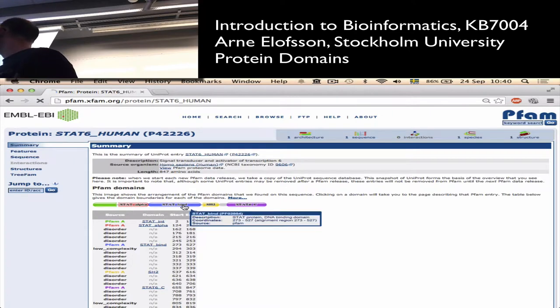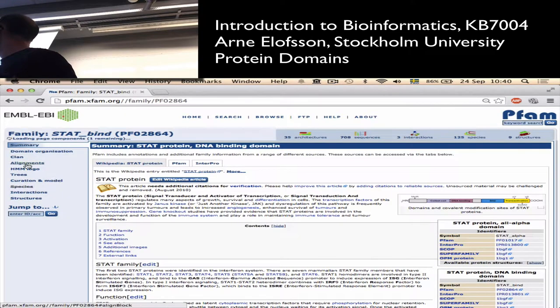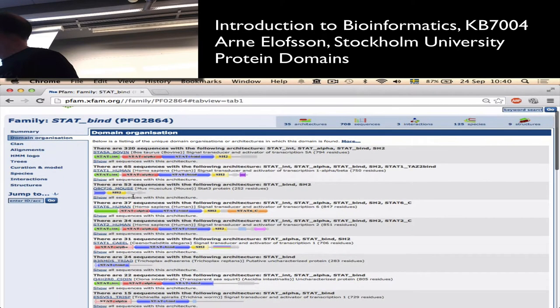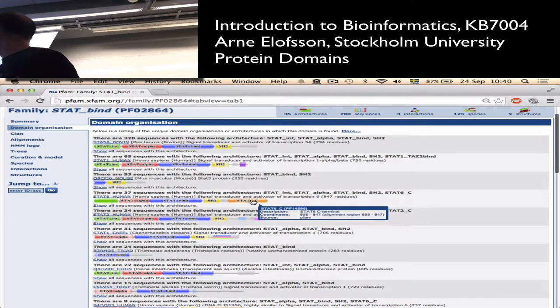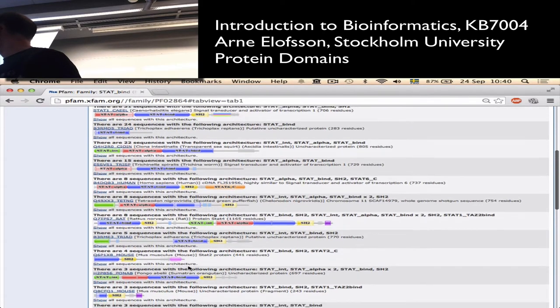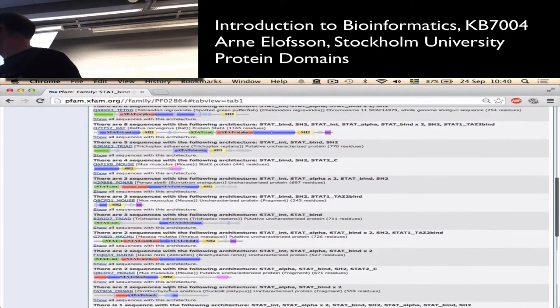So you can jump further. If you look at that domain, of course, you can look at what other domains it is found in. So this one is found here, like that, but it's also found in this green and red domain combination. But sometimes the green domain is missing, sometimes you have this domain found in some but not in all. So there are a lot of different combinations here, and these are all the same domain.